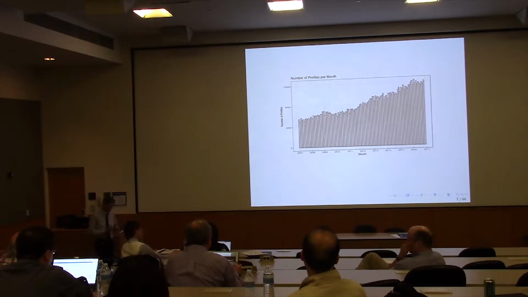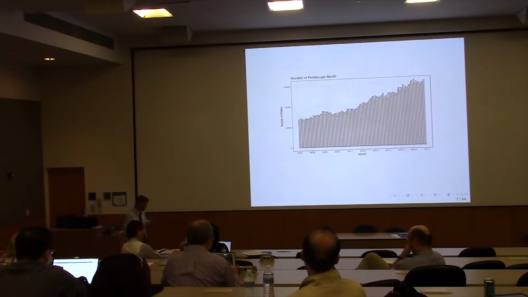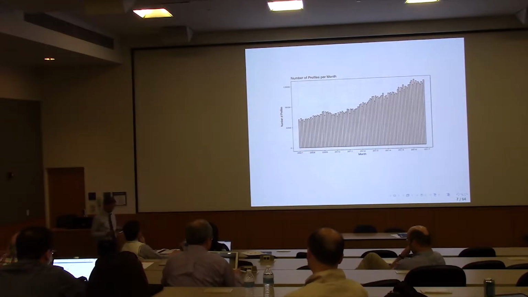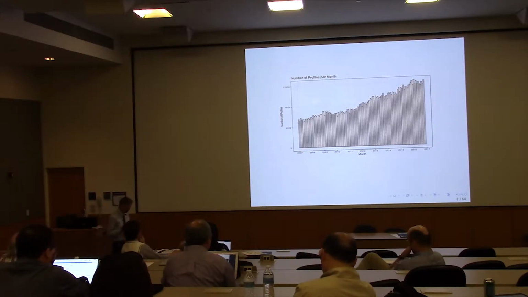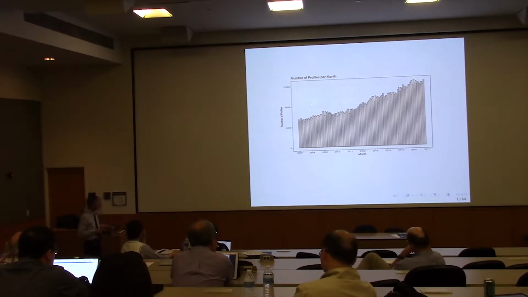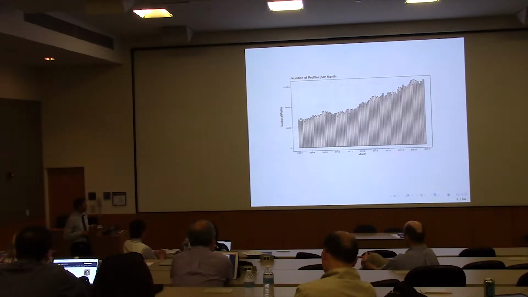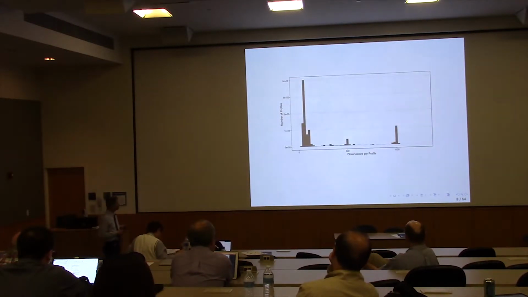Now, this picture shows the growth of the number of profiles. A profile is the set of data that's collected in a cycle. Every 10 days there's a cycle, so 3 cycles per float, 4,000 floats, so about 12,000 profiles every month. And as you can see, the number of profiles has doubled since 2007. At that point, we had about 6,000 profiles. Now it's about 12,000.